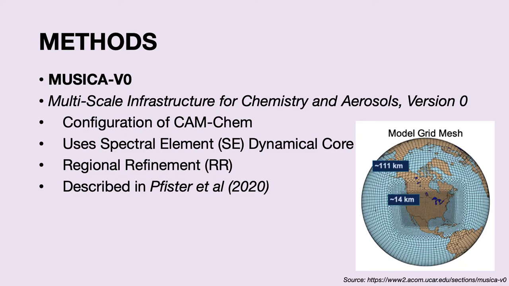MUSICA-V0, or the Multi-Scale Infrastructure for Chemistry and Aerosols version 0, is a configuration of the CAM-CHEM Global Chemistry Climate Model. The model uses a spectral element dynamical core, which is an unstructured grid mesh based on a cubed sphere, allowing for regional refinement. For a more in-depth description, you can reference Pfister et al., published in 2020.